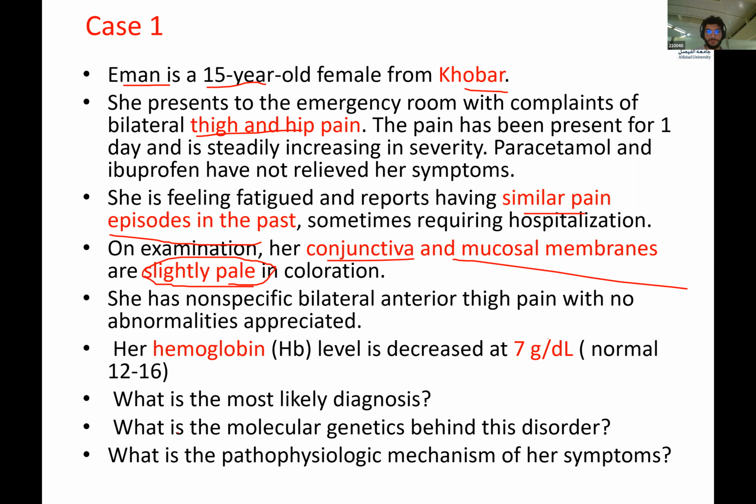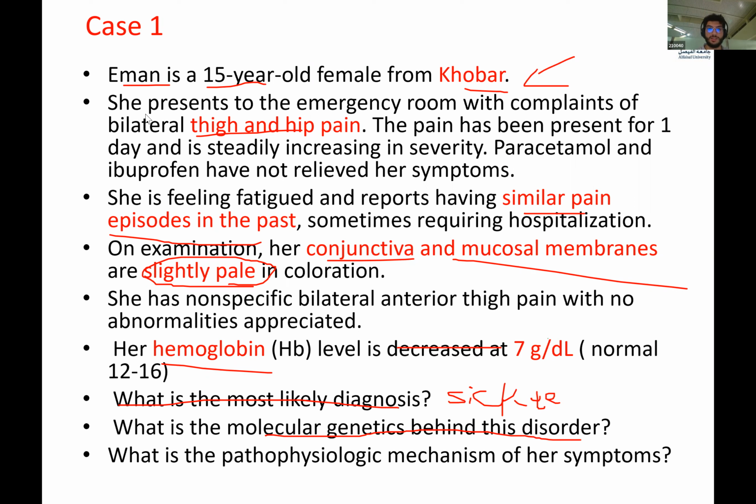And they tell you over here, her hemoglobin level is decreased. You don't even need to know this stuff over here. In the question, they'll provide that the hemoglobin level is low. What is the most likely diagnosis? Again, we just did it. Sickle cell anemia. What is the molecular genetics behind this disorder? We just discussed it. There's a swap between glutamate and valine, and that causes the aggregation of the proteins.